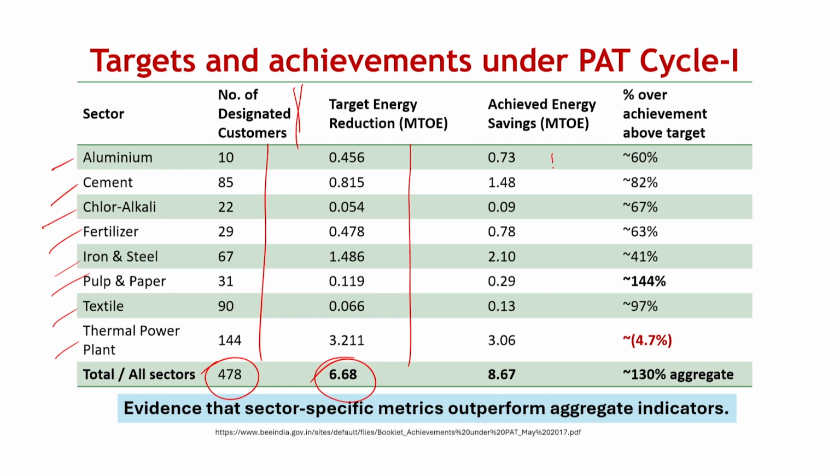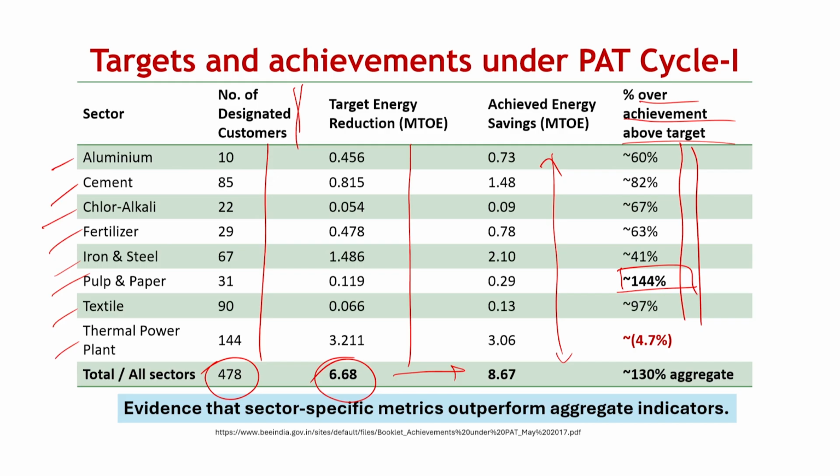What was achieved in the first phase of PAT 1 was better than what was targeted. Against the target of 6.68 MTOE, industry achieved 8.6 MTOE at a cumulative level. So performance was better than what was targeted overall, and if you look at all the industries, they did well and overachieved the target, with pulp and paper doing probably the best, with an overachievement of almost 144% compared to the target given to them.